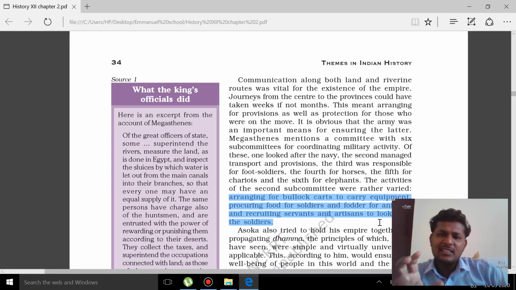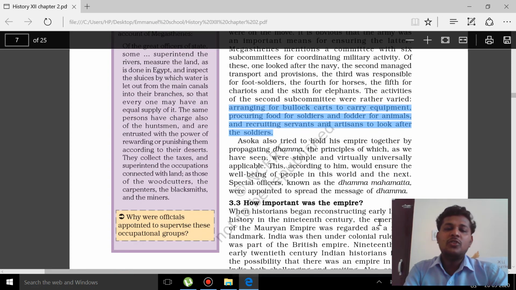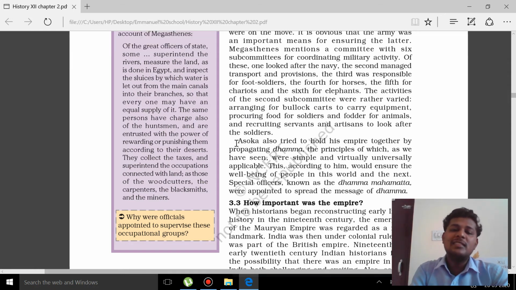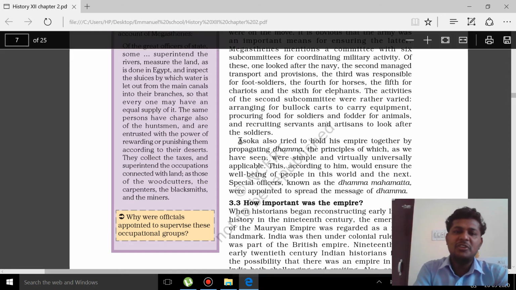I should consider this as the third and fourth point for your administration purpose. The third one is communication. The fourth one is speaking about the military activity. So this is the fourth point. Now this I don't think as the fifth point on administration. You can learn only 4 points for the administration of Mauryan Empire. This is for your MCQs extra informations.